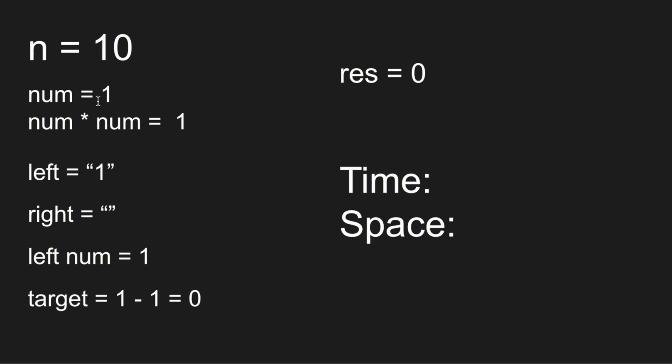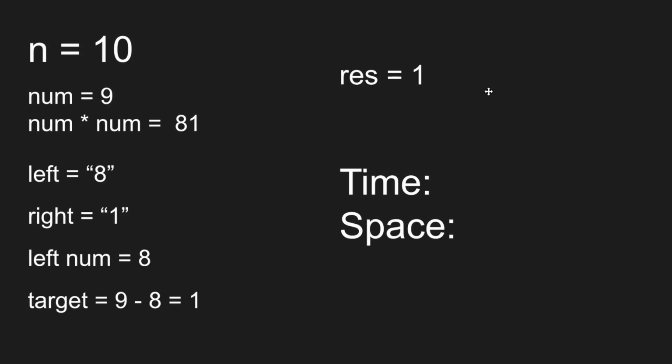So if we look at 1, the number is 1 and the number squared is 1, so we can partition the left to 1 and the right to an empty string. So the left num will be 1, and the target, 1 minus 1, will equal 0. So then we will add 1 to the result. Now, like I said, the numbers from 2 to 8 will not work. You can test that in your own time.